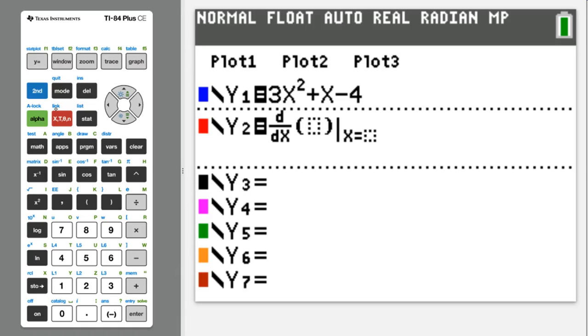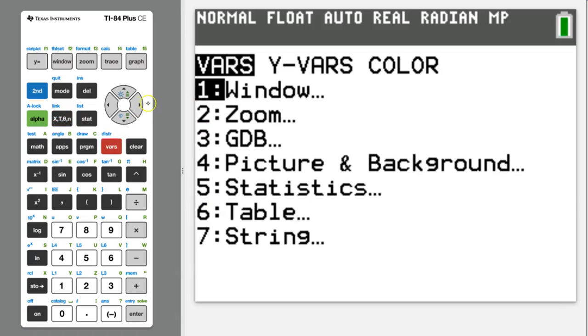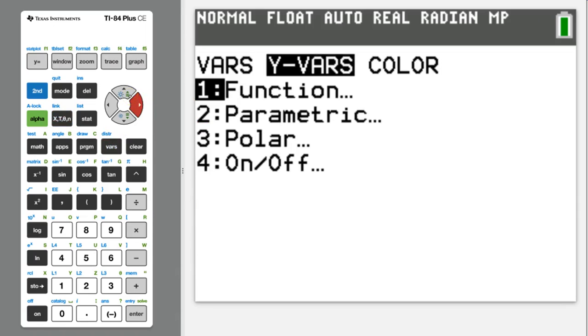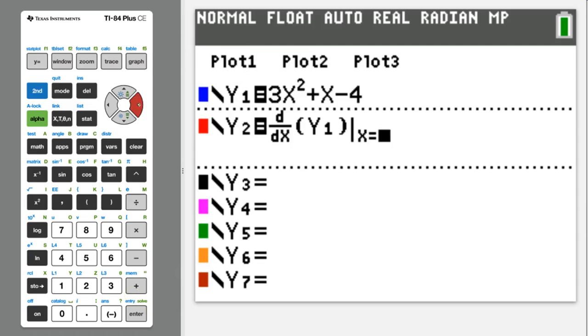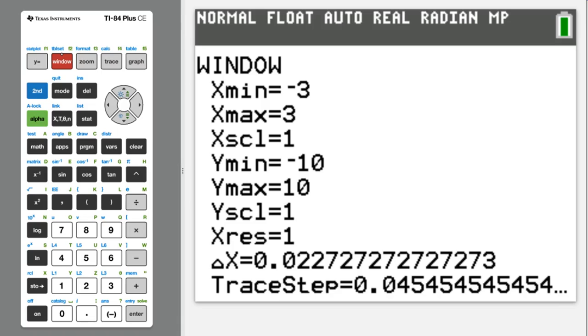But if you don't want to type it all over again, you can find the y1 variable if you press vars, which is variables, and then you go over to yvars, and then you choose function, and then you choose y1. And then lastly, it's going to be x equals x. So if you typed in x equals some number, it would find the derivative at just that number. But what I'm interested in doing is finding the derivative in general, which is going to be a graph. And then I already typed in my window dimensions, -3 to 3 and -10 to 10. So let's take a look.